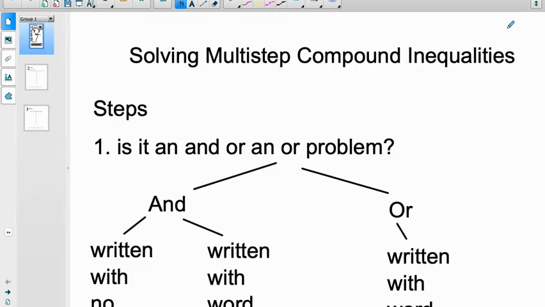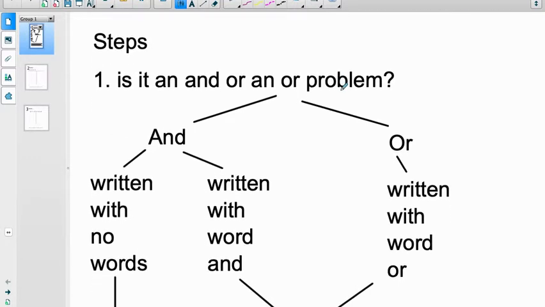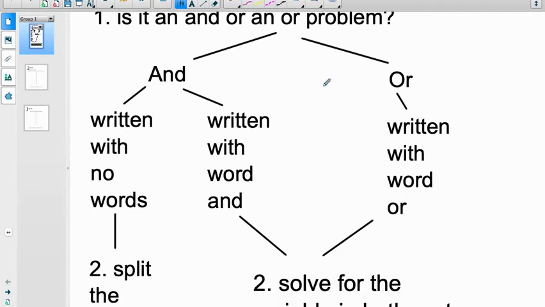Today we're going to be solving multi-step compound inequalities, and I've laid out some steps for us to do that. So step number one is to figure out, is it an and or an or problem? An and problem can be written without the word and in it, or can be written with the word and in it. And an or problem always is going to have the word or.